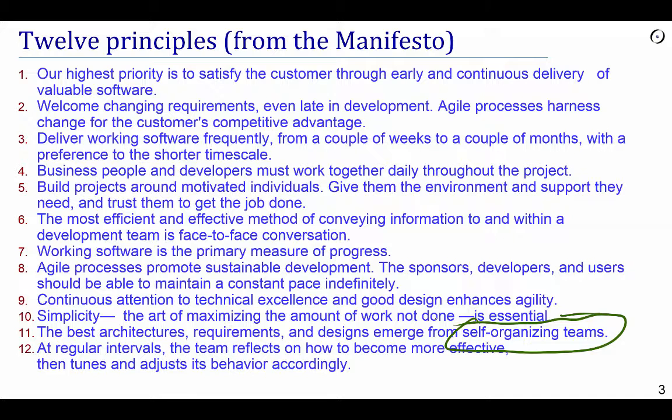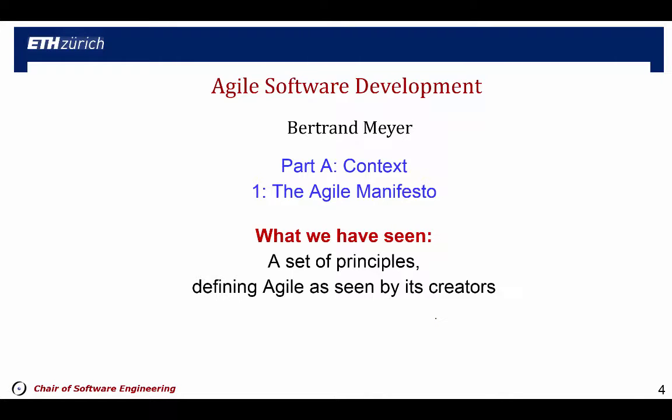And finally, number 12, at regular intervals, meet and discuss what you have done in order to reflect on the successes and failures, and in order, of course, to adjust the team's behavior accordingly. This is Agile as viewed by its creators, of course, at a high level of abstraction, and we are going to see the details of all the practices, artifacts, and other techniques that make it possible to put these general ideas into practice.